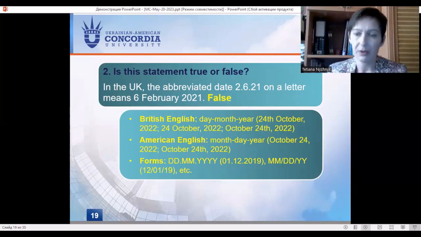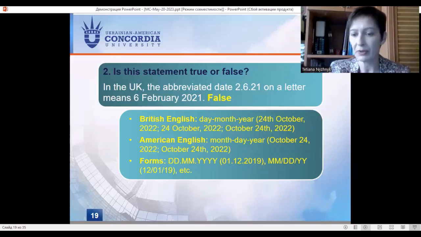In American English, they start with the day very rarely. So most Americans will start with the month, then the day will go second, and then the year will follow. In forms, they usually give you hints on how exactly you need to write the date. For example, with dots or slashes. For example, 2 digits of the day, 2 digits of the month, and 2 or 4 digits of the year. So please be careful and pay attention to the hints, to the prompts.